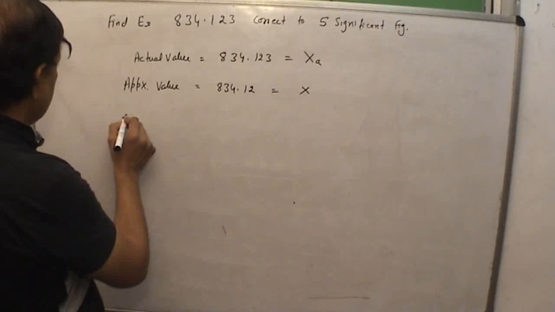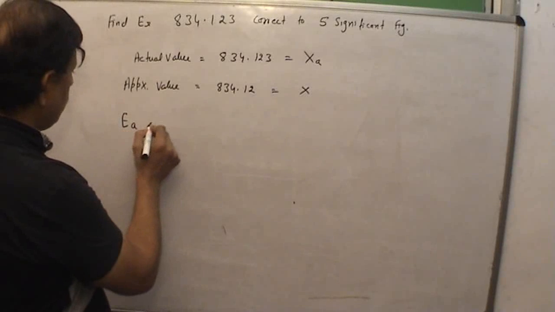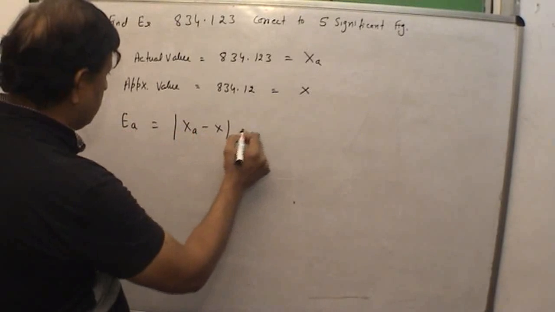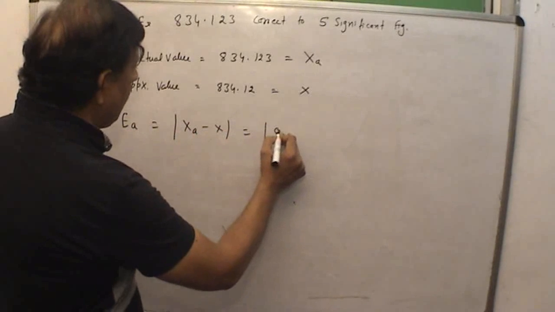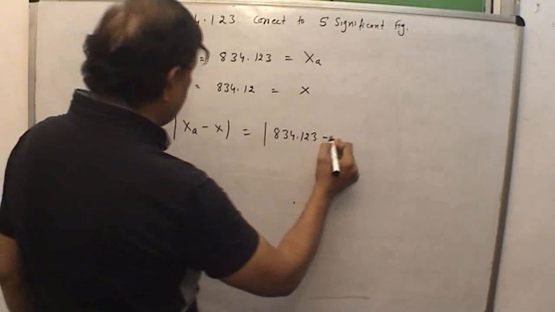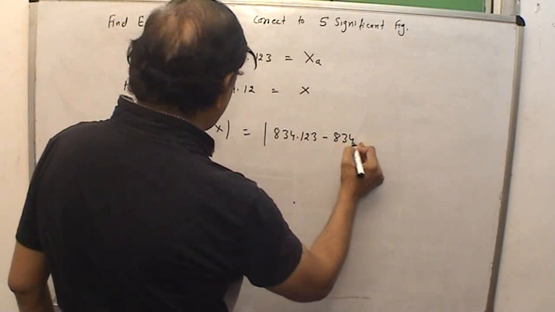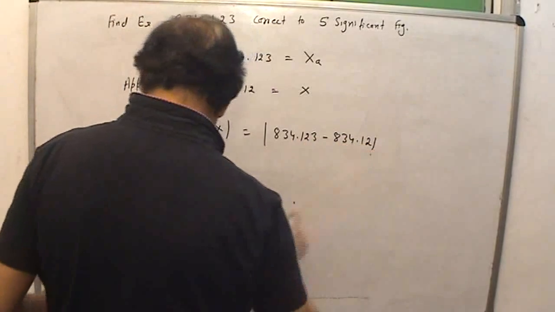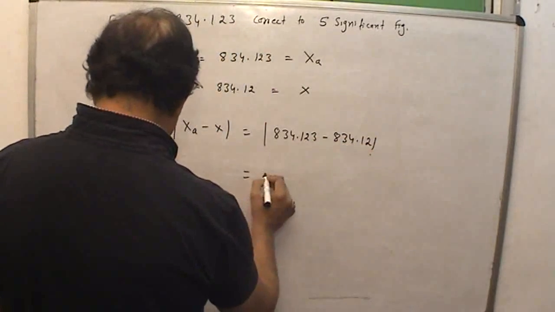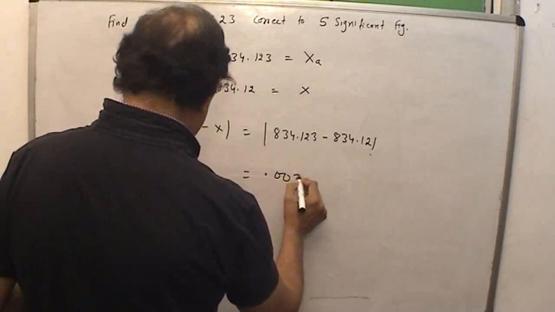Now we can find the absolute error, that is equal to XA minus X, and that is equal to 834.123 minus 834.12, and that's equal to 0.003.